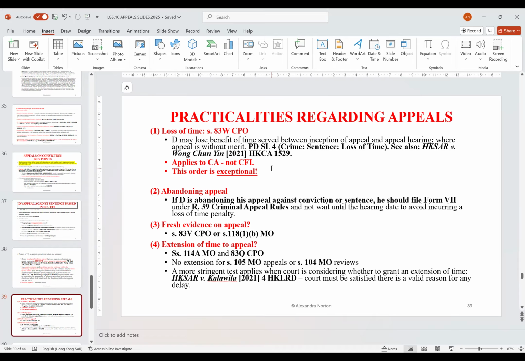And as counsel, you should obviously never draft grounds of appeal that you do not feel are reasonably arguable. Fresh evidence could also be introduced on appeal, and you can get an extension of time to appeal to the Court of Appeal under Section 83Q as well as under Section 113MO, but not for an appeal by way of case stated under 105 or to a Section 104 review.